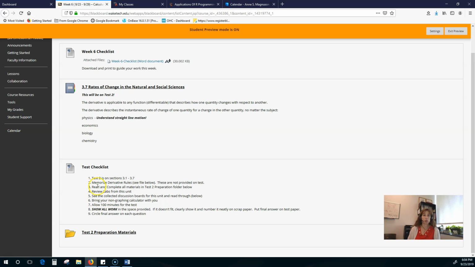And then there's a test 2 checklist. You need to memorize those derivative rules. You won't be given a formula sheet or anything like that. You need to remember the product and quotient rule. You need to remember all the trig derivatives, the inverse trig derivatives, the chain rule, and the derivative of the logarithm, natural logarithm and other bases, and the exponential function, natural exponential, which is base e, or other bases.